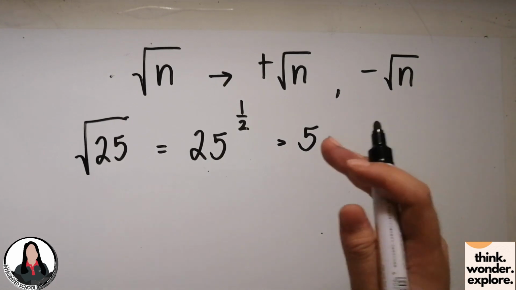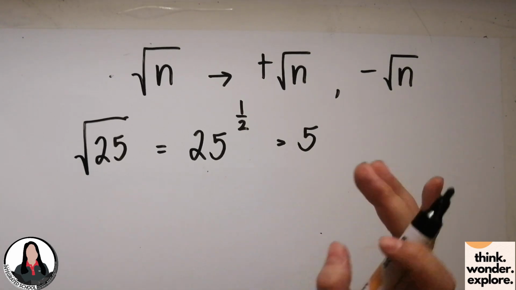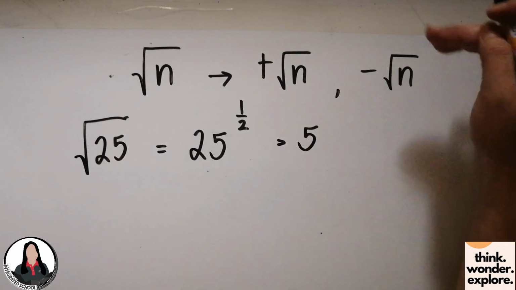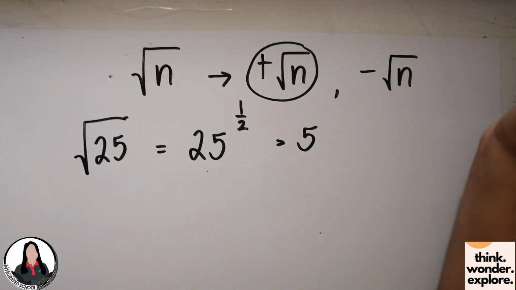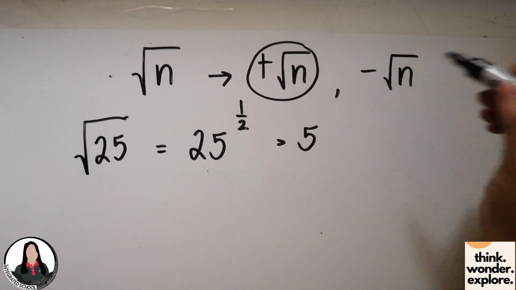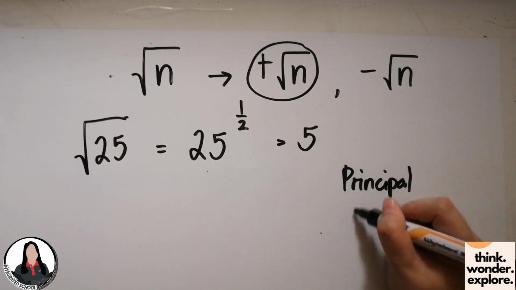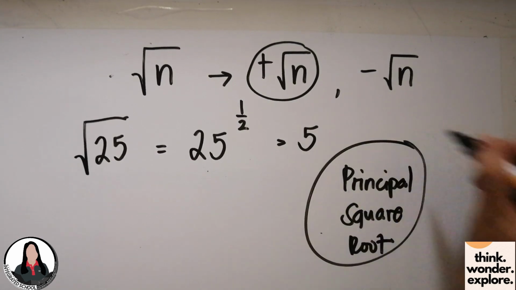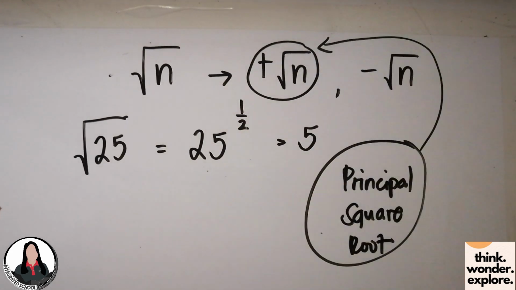However, when we are pertaining to the positive factors of 25, we are looking for the principal factors. So, same is true with our radicals. When we are looking for the positive square roots of the radical, we are pertaining to our principal square root. So, unless otherwise stated, the square root of a number refers only to the positive square root.